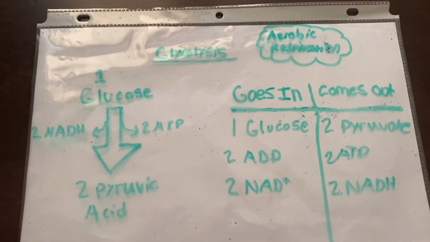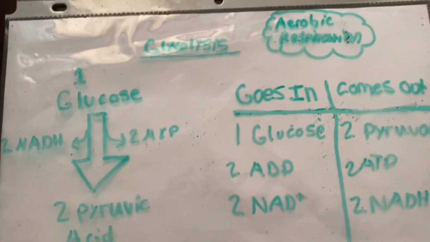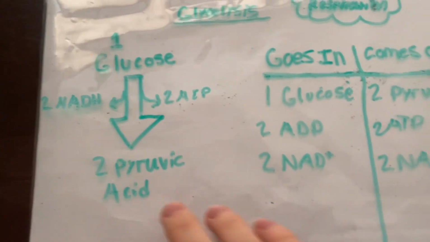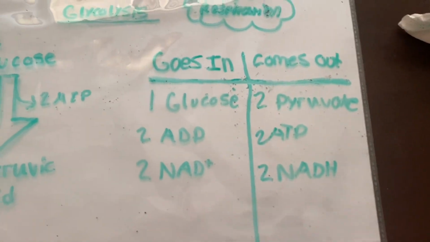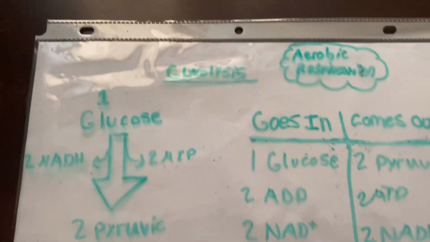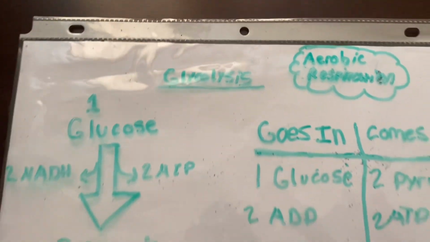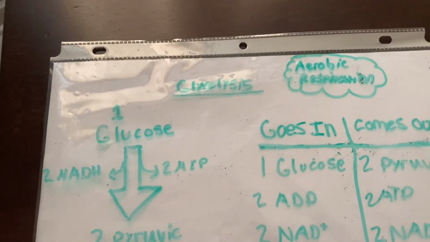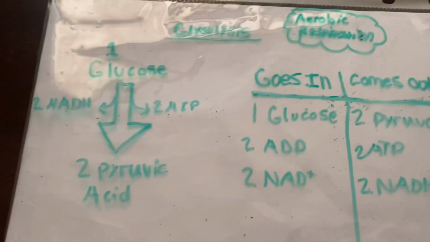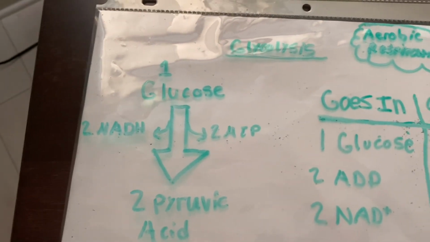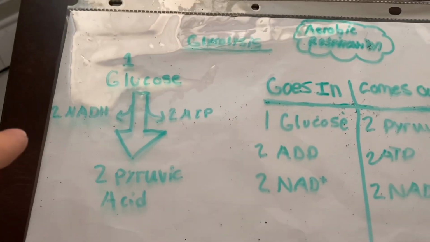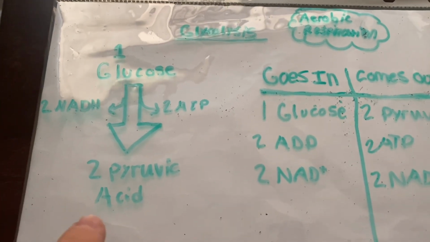This is going to be for aerobic respiration, and I'm going to be showing you a simplified graph and then a simplified table of what goes in and what comes out. So we're going to be starting out with glycolysis, and this is going to take place in the cytosol of the cell. This does not happen with oxygen, even though it is part of aerobic respiration. So essentially what goes in is a glucose, 2 NADH come out, 2 ATP come out, and 2 pyruvic acid.